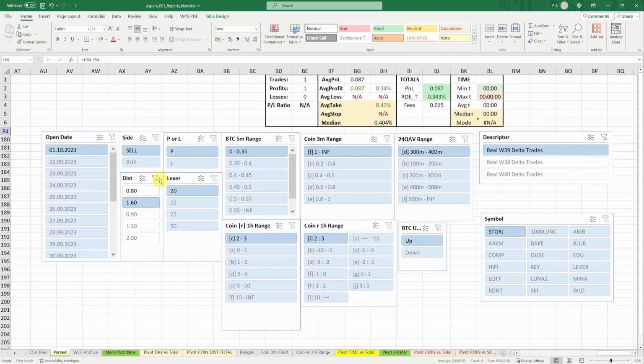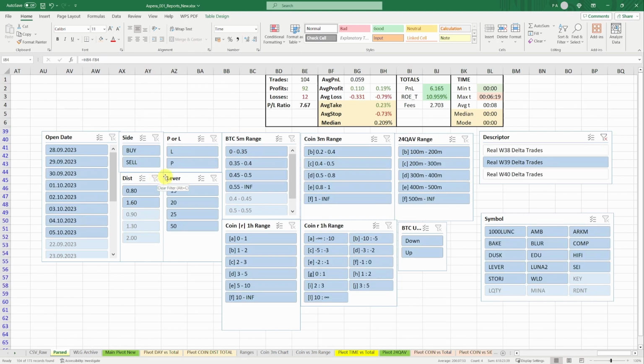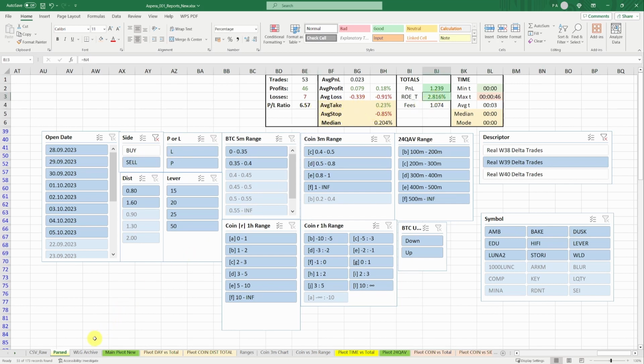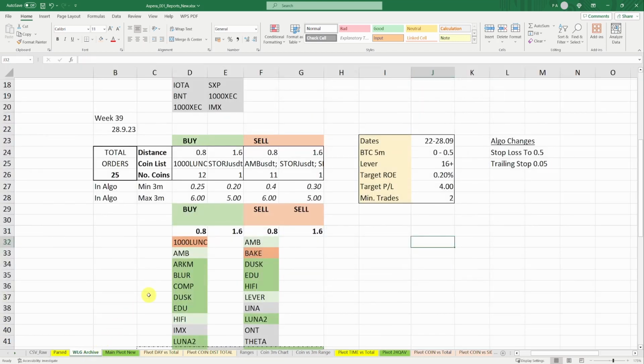It is also interesting to observe the differences between the buy side and the sell side. Although they both were profitable, the buy side was doing much better, with a profit-to-loss ratio of over 9 and an RoE of over 7, while on the sell side I've got a ratio of 6.5 and an RoE of 2.8.